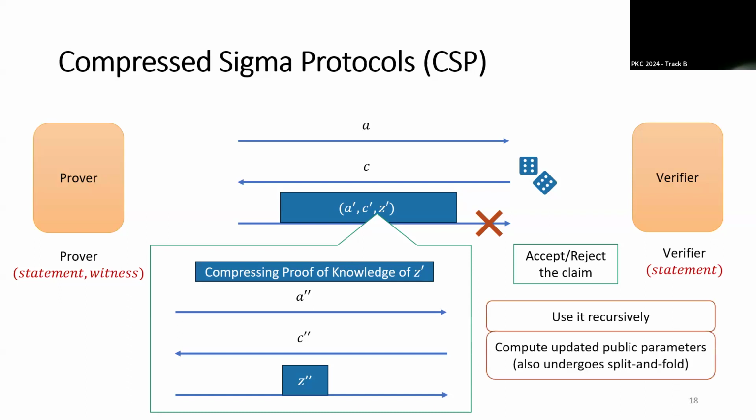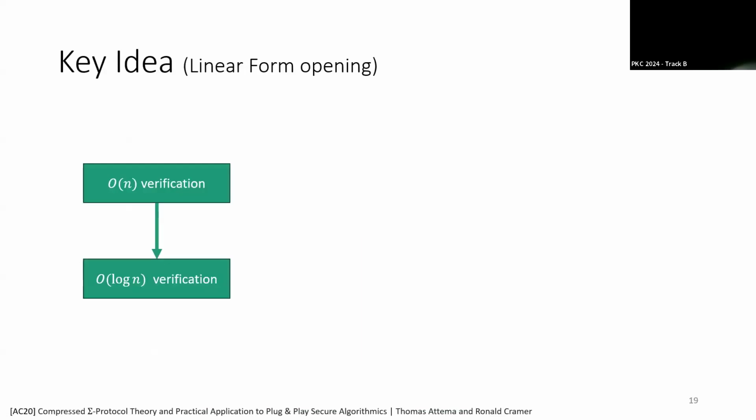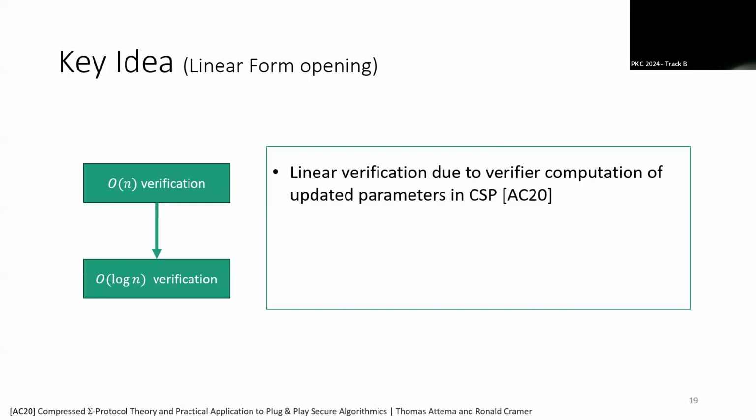Use this recursively. However, along with these compressing proofs of knowledge, the public parameters also go through the same updates. They also go through the split and fold update that we discussed earlier. And this is the main bottleneck, which we consider in Attema-Cramer's work. So we want to go from linear verification to logarithmic verification. And we identify that the key piece of information which makes the verifier linear is the public parameters update.